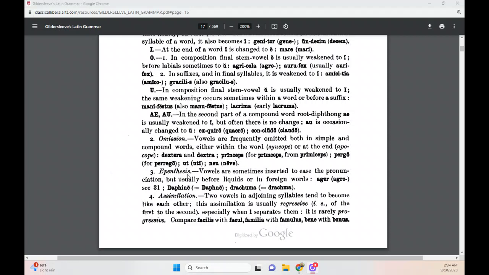Third, we have epenthesis. Vowels are sometimes inserted into words, and notice the reason why, to ease the pronunciation. Vowels are sometimes inserted into words to ease the pronunciation. So here, for example, we see the stem of this word is agero, or er in Latin. Now, to pronounce this by itself as a nominative would be very difficult, so the vowel e is inserted. This is an example of epenthesis. The vowel is inserted to ease the pronunciation, and we say ager, rather than trying to pronounce ager. We add the vowel to make pronunciation easier. That's an example of epenthesis. So we've learned weakening, omission, and epenthesis.